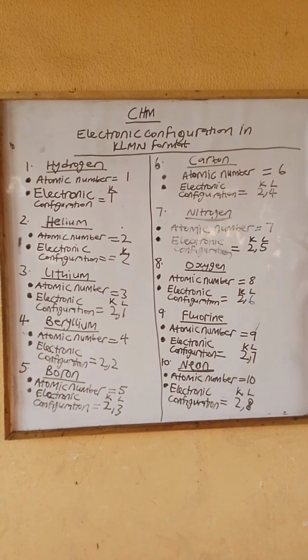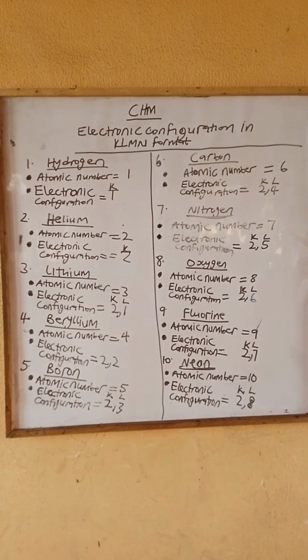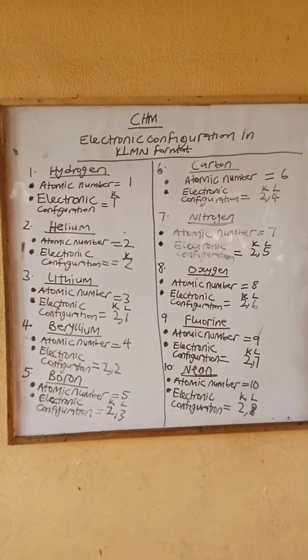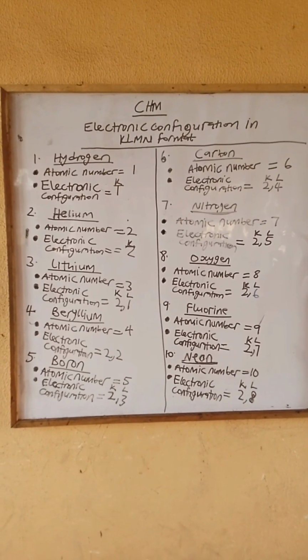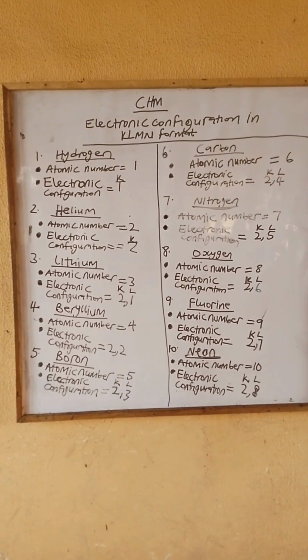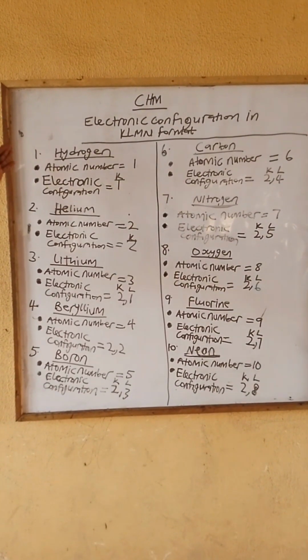We are here today for another interesting topic in chemistry. Today we are going to look at what we call electronic configuration in KLMN format. KLMN format. So let's start with hydrogen.